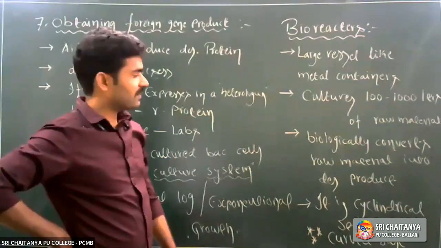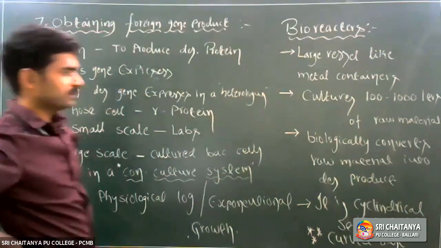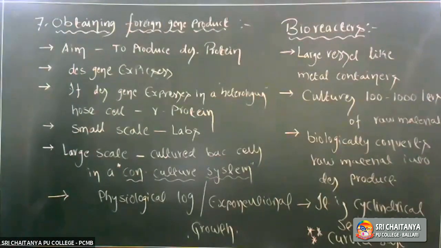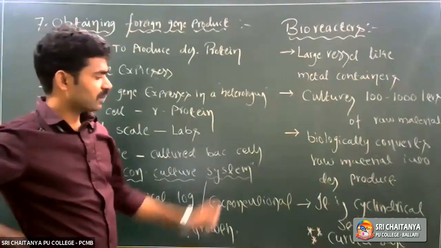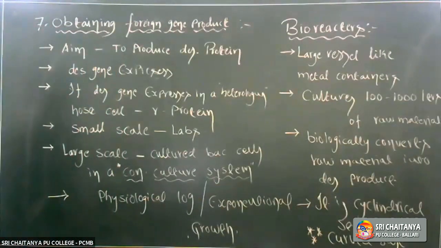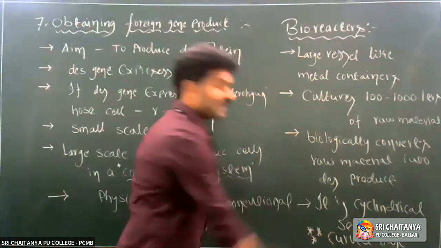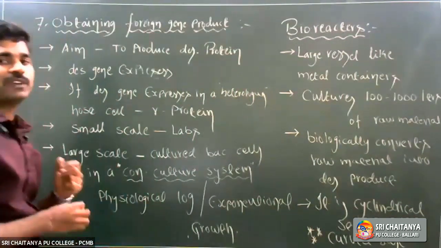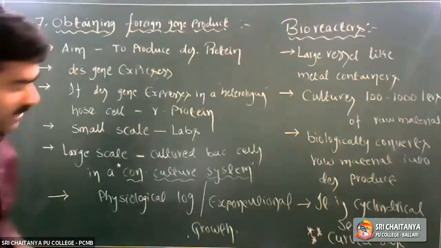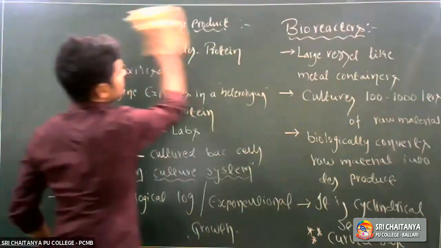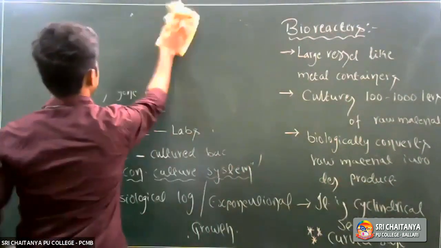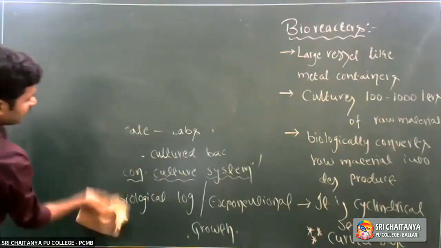Biologically, the raw material is converted into desirable products, and that bioreactor is a cylindrical structure with curved base, right? So that curved base facilitates, important, mixing of reactor contents properly, right? The diagram again I will give you.